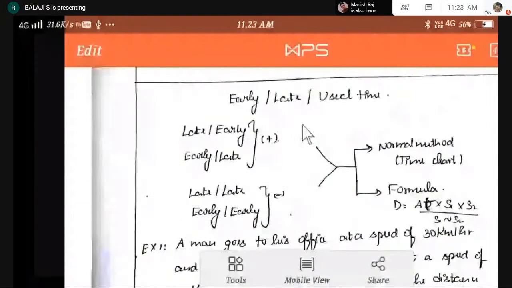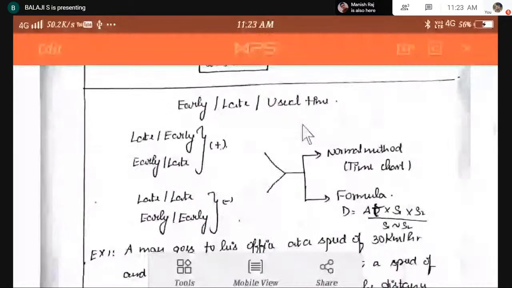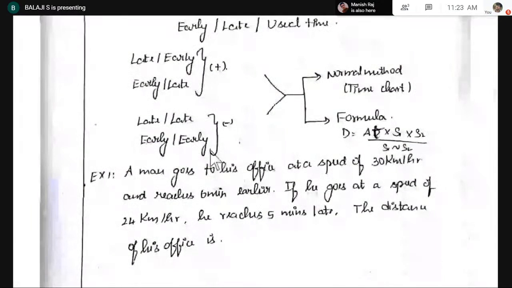Okay, let me move on to the next topic, which is very, very important. Most people think this type of question is very difficult, but if you know the concept, it is very, very easy. This type of question comes under the category of early, late, and usual time. First of all, let's read a question before learning the concept. A man goes to his office at a speed of 30 kilometers per hour and reaches 6 minutes earlier. If he goes at a speed of 24 kilometers per hour, he reaches 5 minutes late. The distance of his office is?